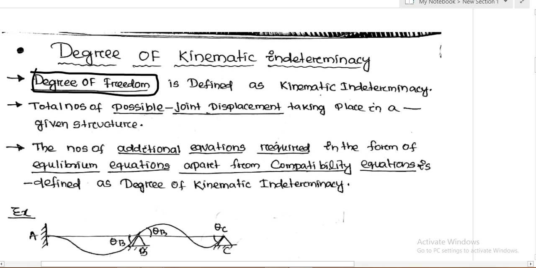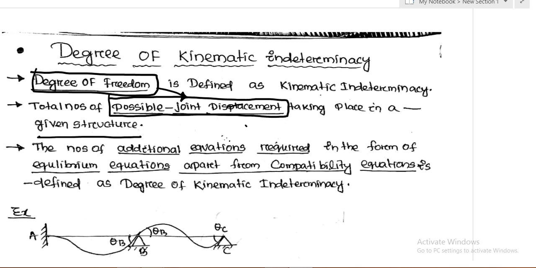Somebody will ask what is kinematic indeterminacy? It is the degree of freedom in a particular structure. So what do you mean by degree of freedom? That is the total number of possible joint displacements taking place in a given structure. How many possible joint displacements can take place? That is called the degree of freedom.